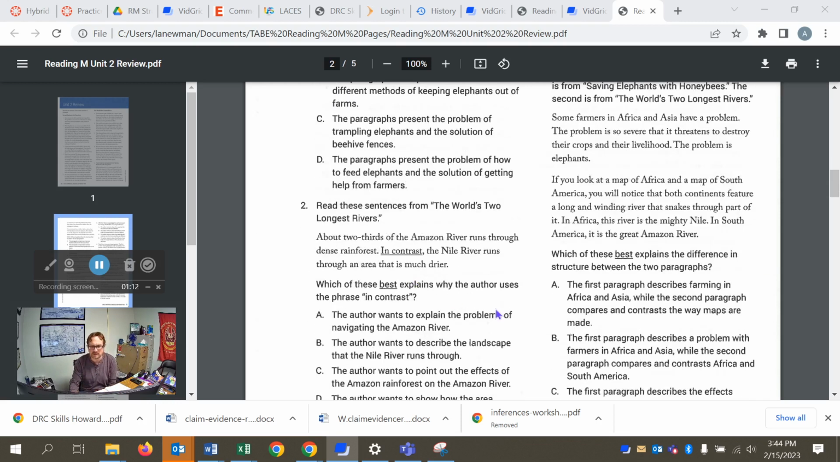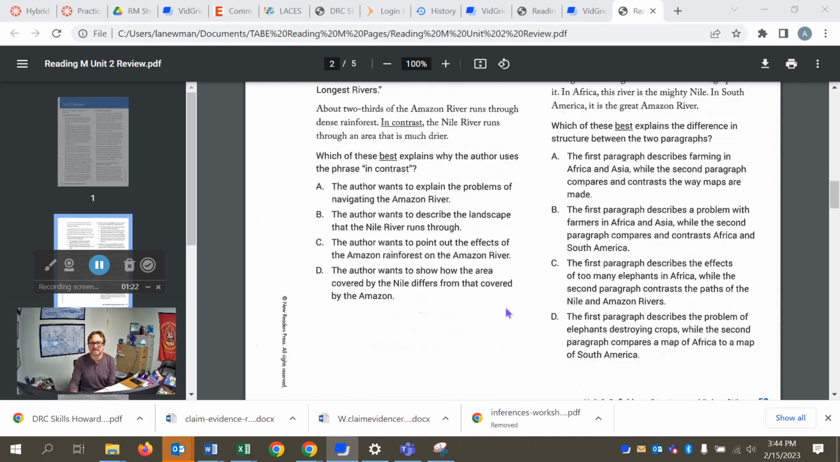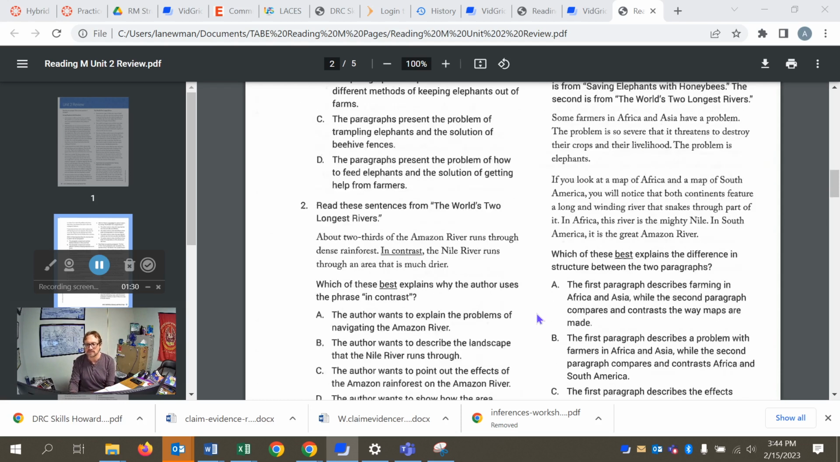Okay, question two. Which of these best explains why the author uses the phrase in contrast? And of course, in contrast means the differences. And of course, it is D. The author wants to show how the area covered by the Nile differs from, contrasts from, that covered by the Amazon.